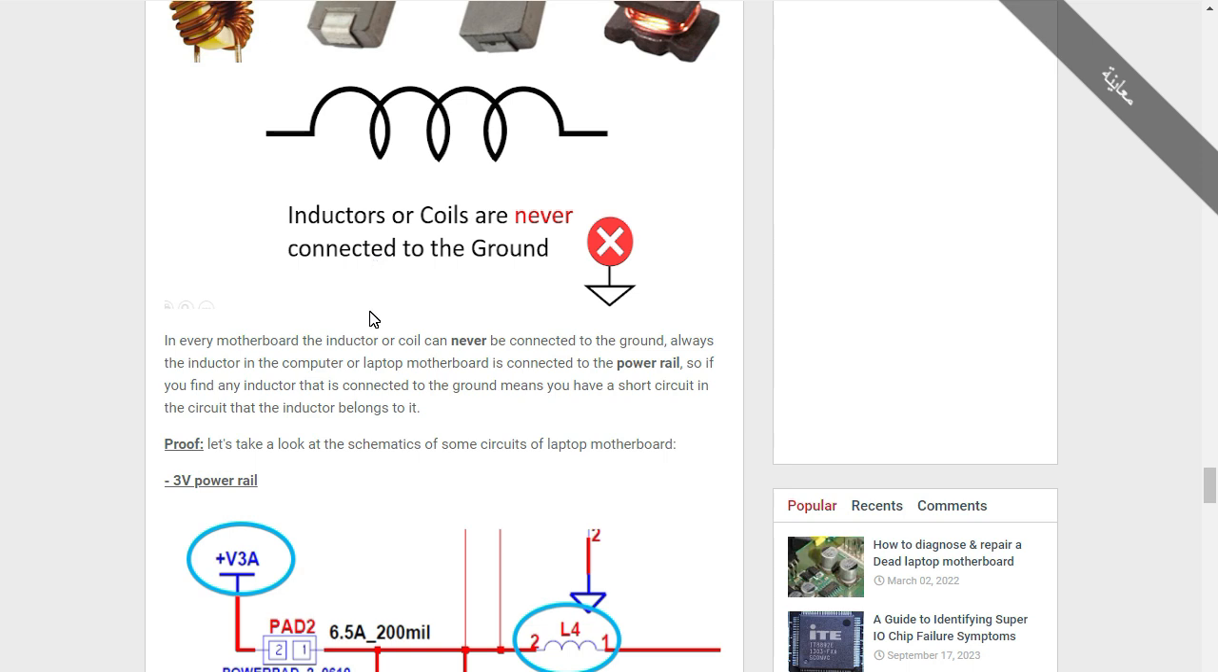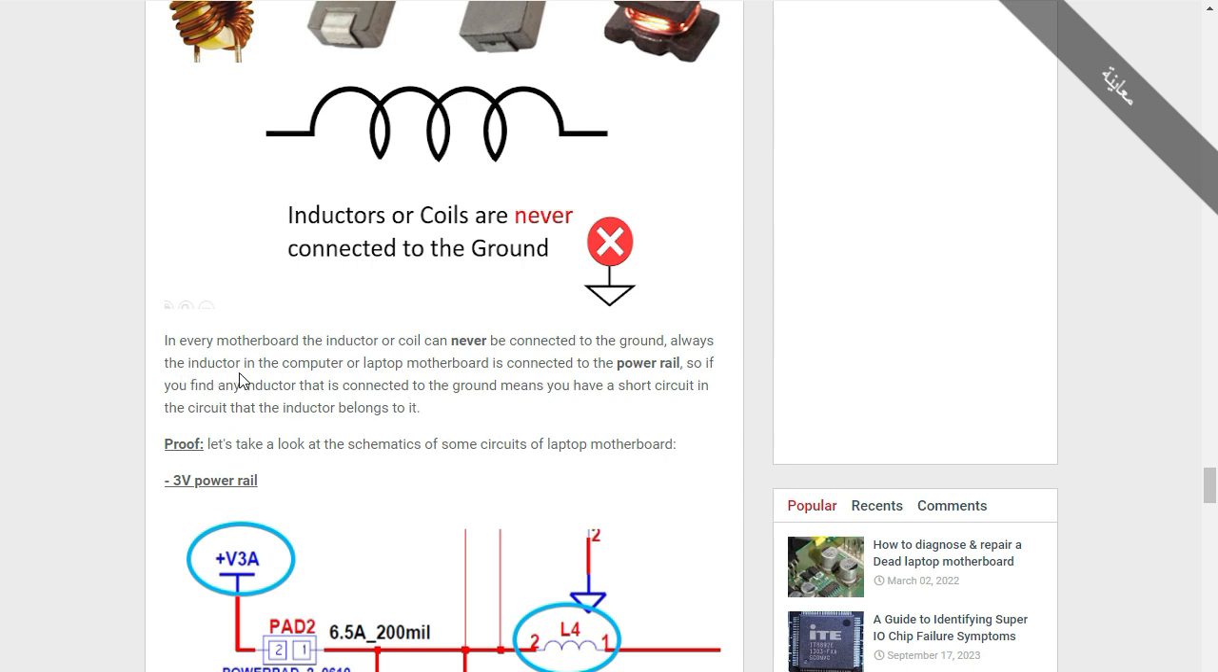That's why here we have the trick. We use it to detect the short circuit, because inductors can never be connected to the ground. So if I find any inductor that is connected to the ground, it means we have a short circuit in the circuit where the inductor belongs. Okay?